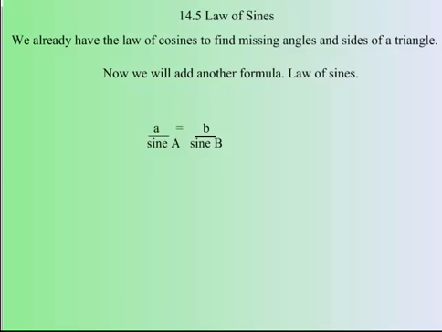So let's just get down to the law of sines. It's rather easy. It's a proportion. Remember, a proportion is one fraction equaling another fraction. And where are these fractions obtained? Well, they're from the triangle.